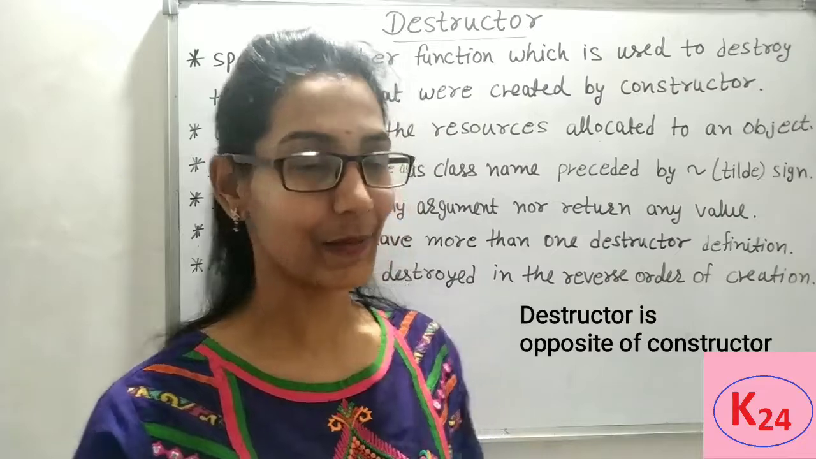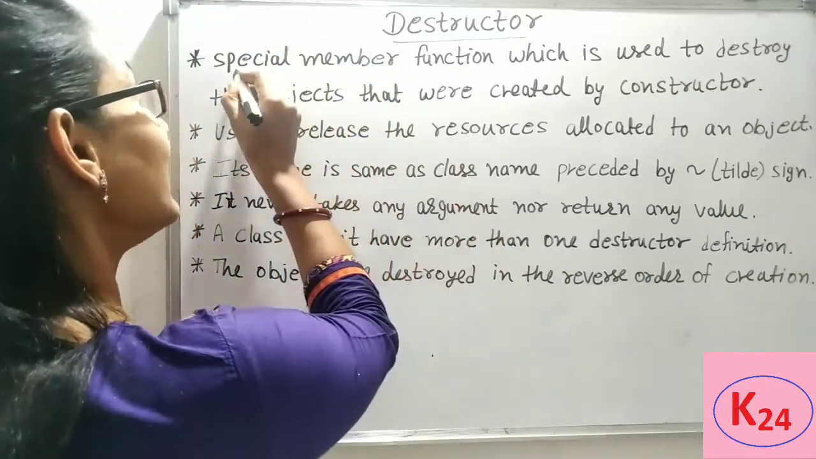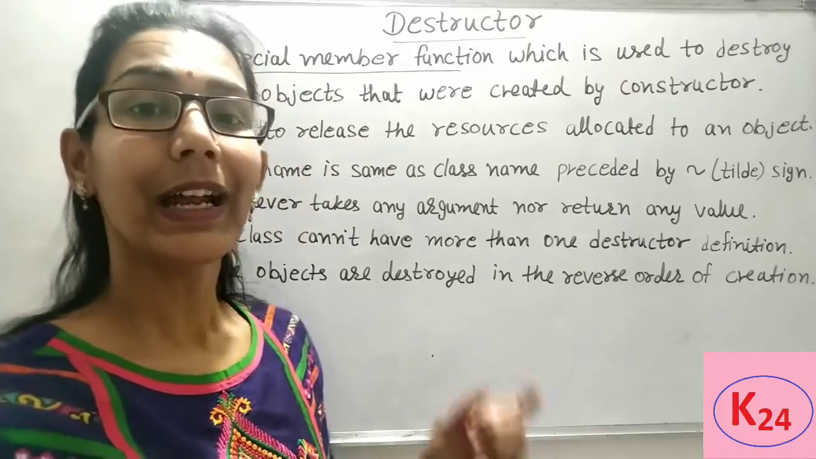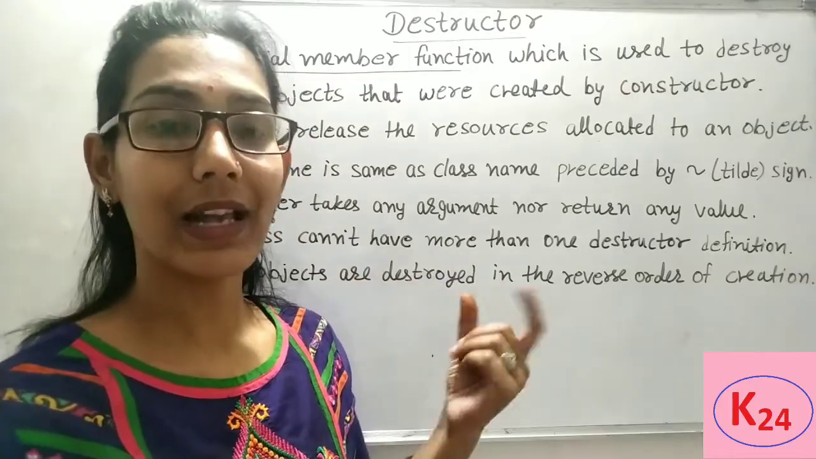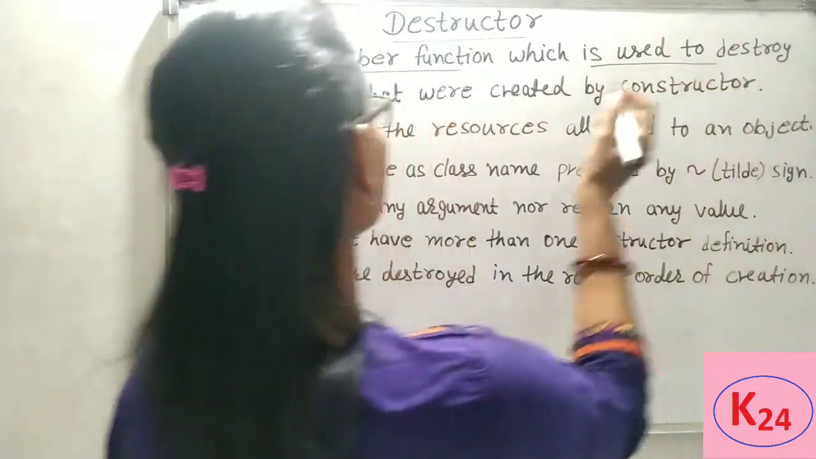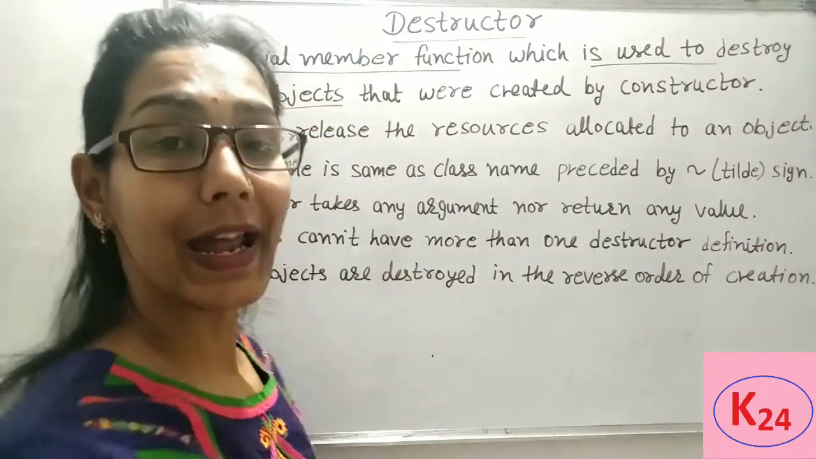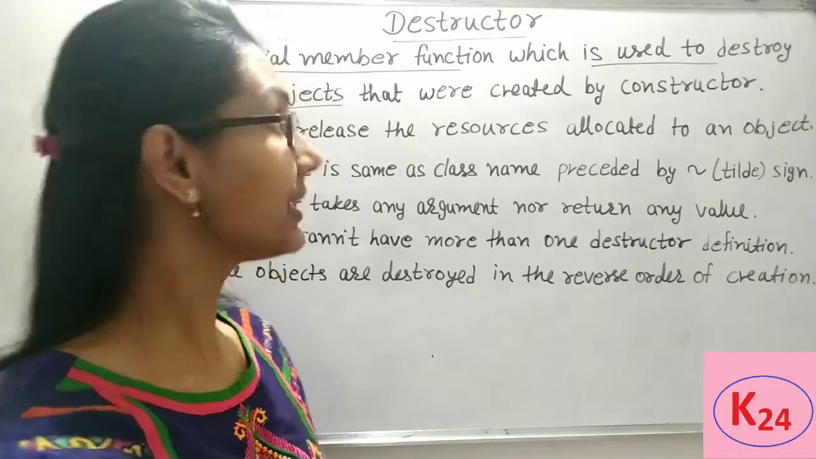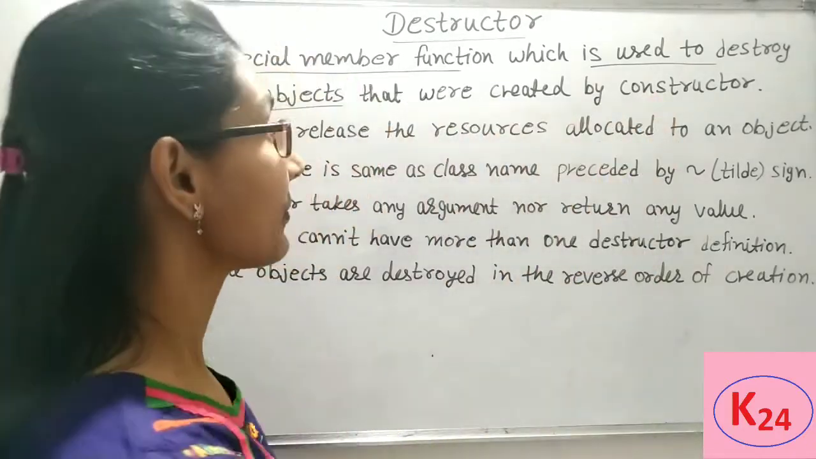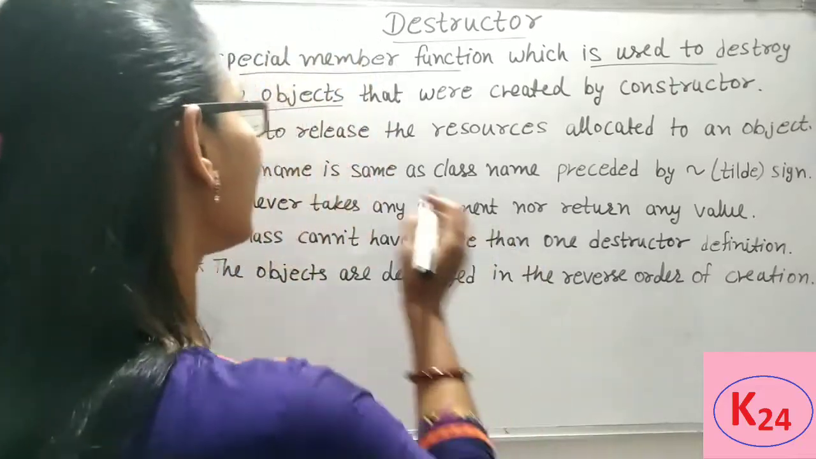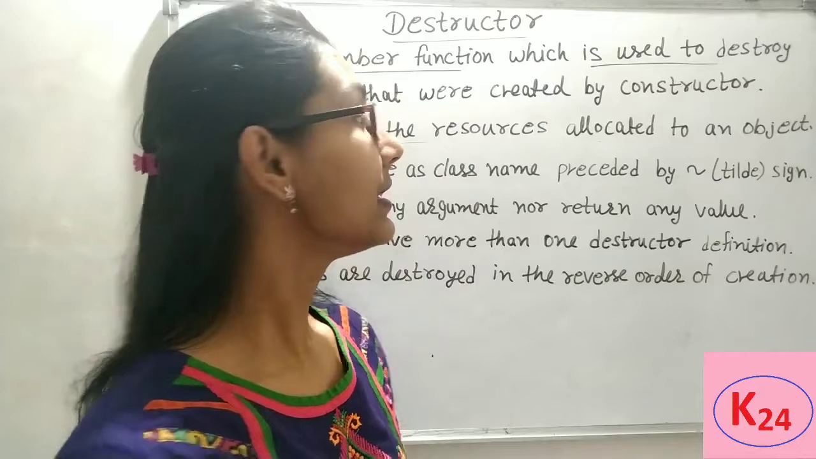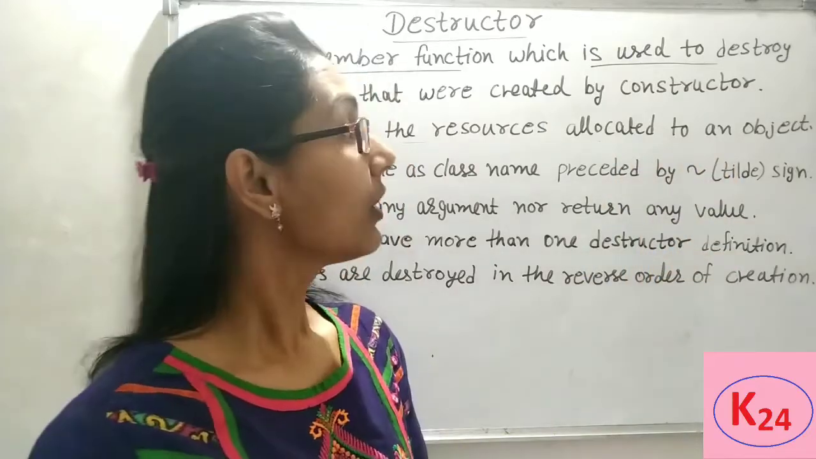How? Let's see. A destructor is a special member function, because its name is the same as the class name, which is used to destroy the objects and deallocate the memory space which was created by the constructor. So, a destructor is used to release the resources allocated to an object.